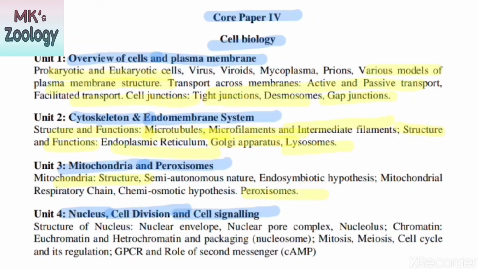In Unit 4, you have to study about the structure of nucleus. In the structure of nucleus, you will study about nuclear envelope, nuclear pore complex, nucleolus, chromatin, euchromatin and heterochromatin, and mitosis and meiosis. The next is cell cycle and its regulation and role of second messenger.